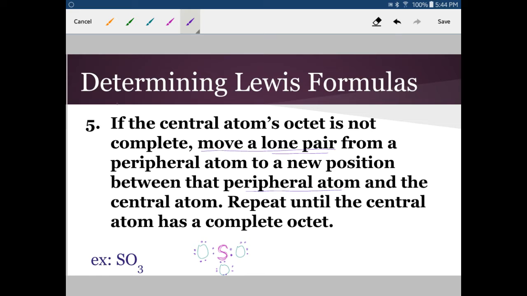Essentially what this is saying is that I'm just going to choose an oxygen at random. I missed a couple here. One of the ones that I have bonded, I'm going to take one of these lone pairs and slide it in between my sulfur and my oxygen.